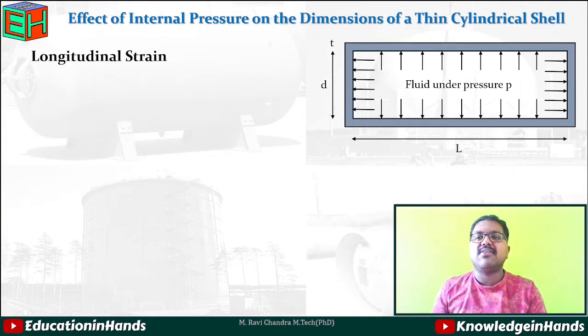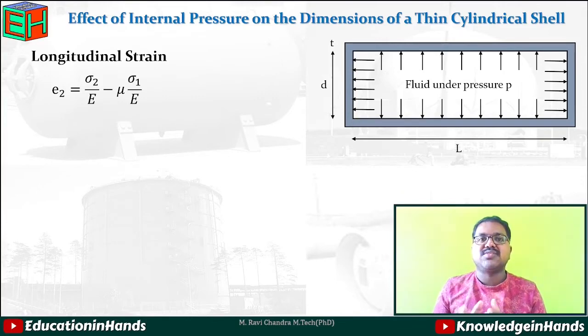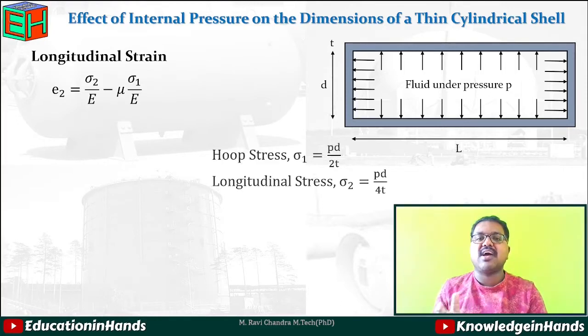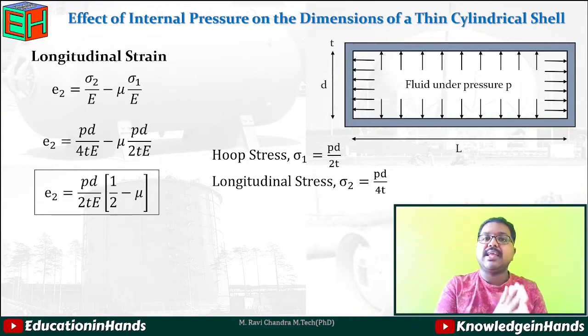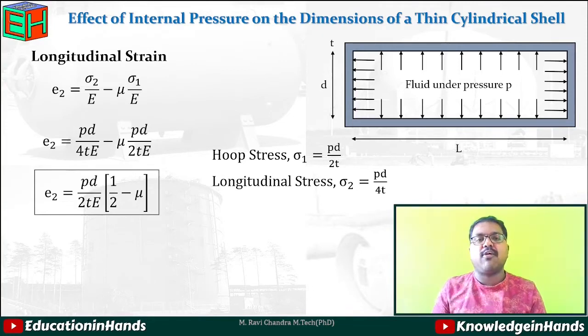Similarly, if we calculate the longitudinal strain E2, that is sigma 2 by E for the direct stress, minus mu into sigma 1 by E, the perpendicular stress. If we place the values of hoop stress and longitudinal stress in this equation also, we get E2 as PD by 2tE into 1 by 2 minus mu. So we now have E1 and E2 values, calculated using the simple strain formula.